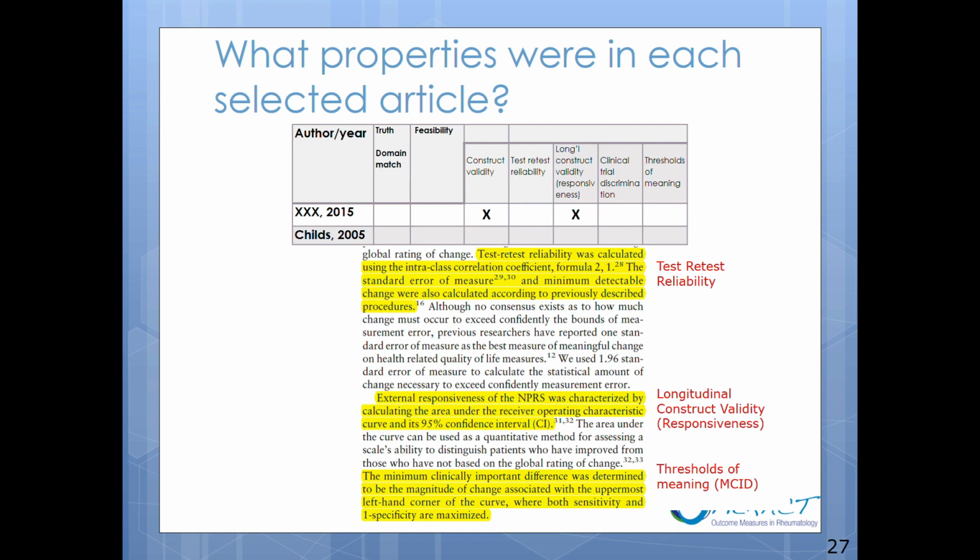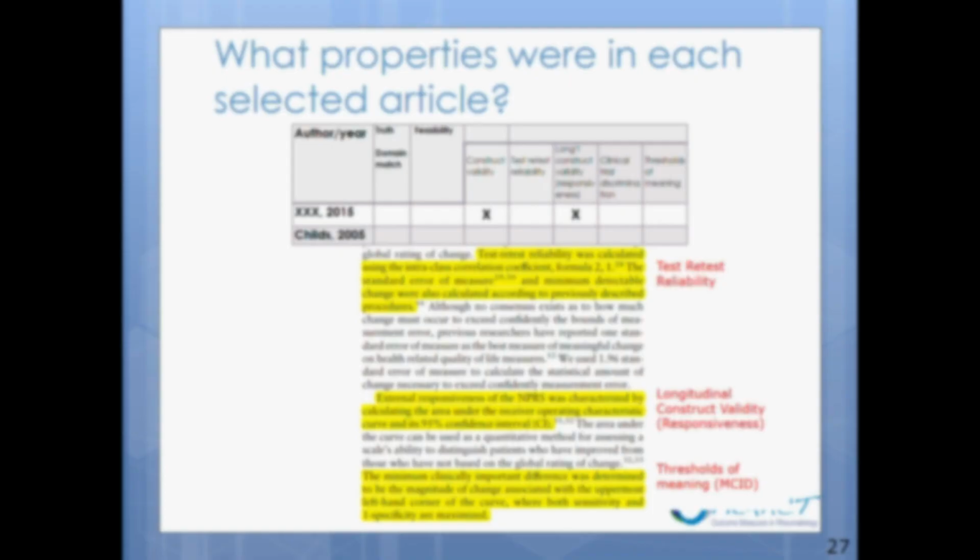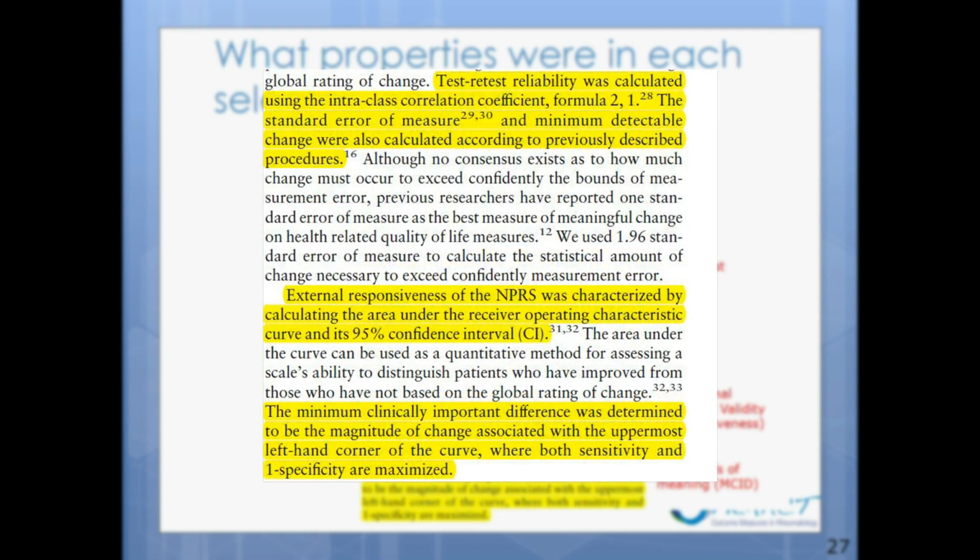The first task is to decide, as we mentioned, which measurement properties were in each of the selected articles. So we might take the methods section of the article and look to see what measurement properties they're looking at. So this is an article by Childs in 2005, and you can see I've highlighted in yellow the sections of this methods.